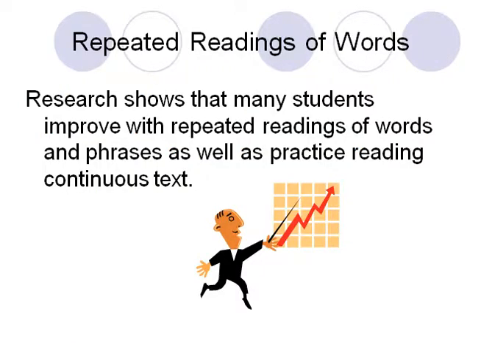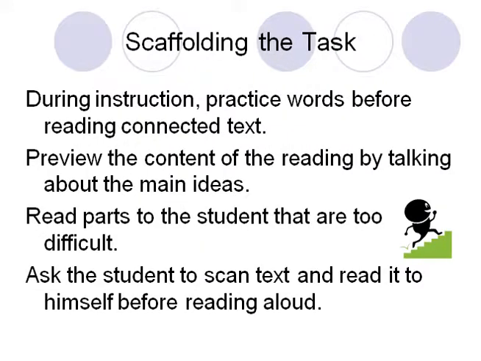Research shows that many students improve with repeated readings of words and phrases, as well as practice reading continuous text, as is done with the Wilson Fluency program that was previously described. Even as adults, we like the opportunity to read something silently before reading aloud, or at least being familiar with the material, vocabulary, and/or content of what we will be reading. Here are several steps that can be taken to support struggling readers to find that comfort level.